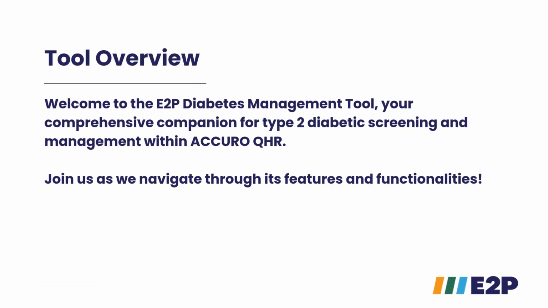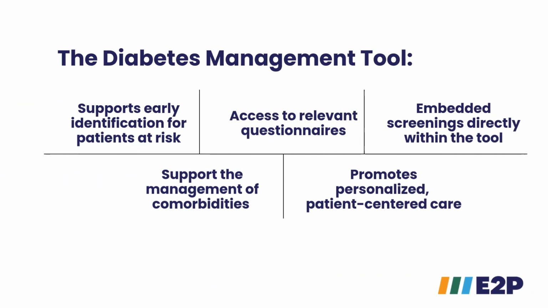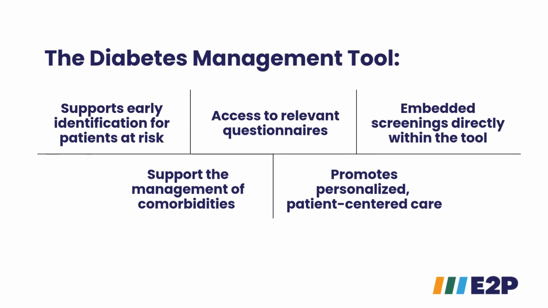Welcome to the E2P Diabetes Tool, your comprehensive companion for diabetes screening and management within Accuro QHR EMR. Join us as we navigate through its features and functionalities. The tool is designed to support evidence-based decision-making by presenting key clinical information, guiding assessments, and recommending appropriate interventions.